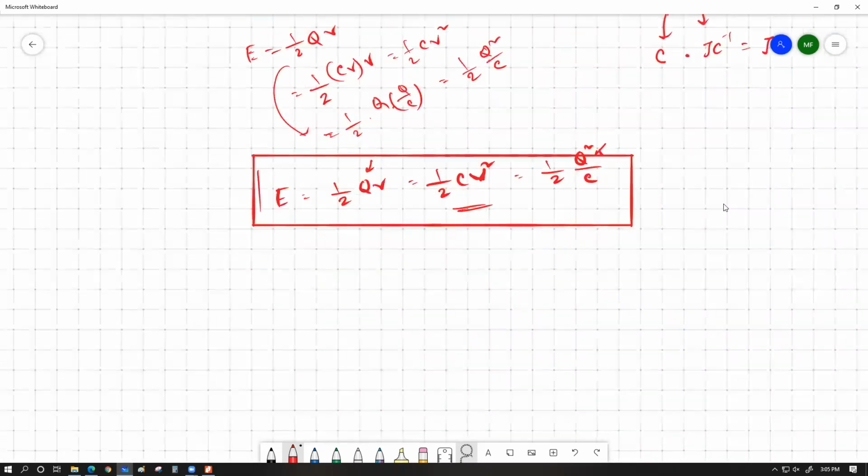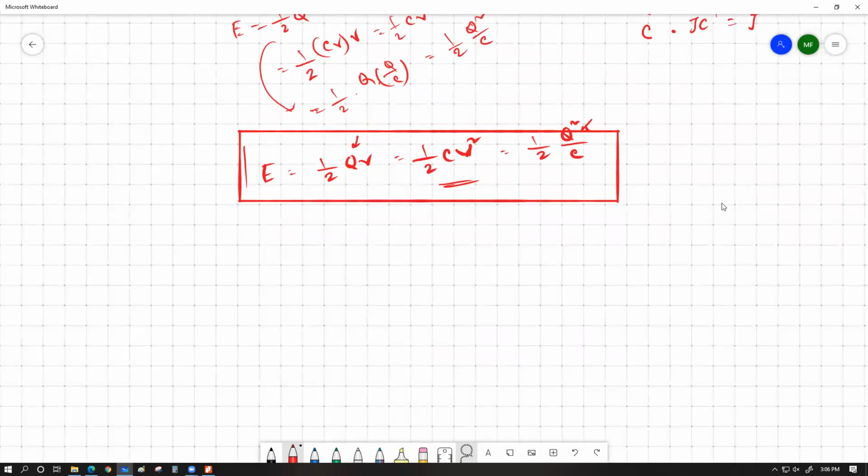Let's say a capacitor was initially charged to voltage V1. It was then charged to a voltage V2. How much energy was released? And now the question that I'm asking you, the amount of energy released, let's say delta E. I'm going to write released.